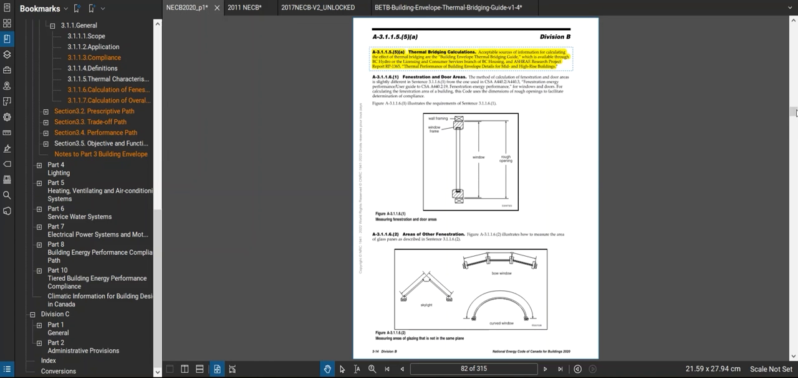So anyways, that's kind of a lowdown of the National Energy Code for Buildings 2020. Hopefully you learned something from that.